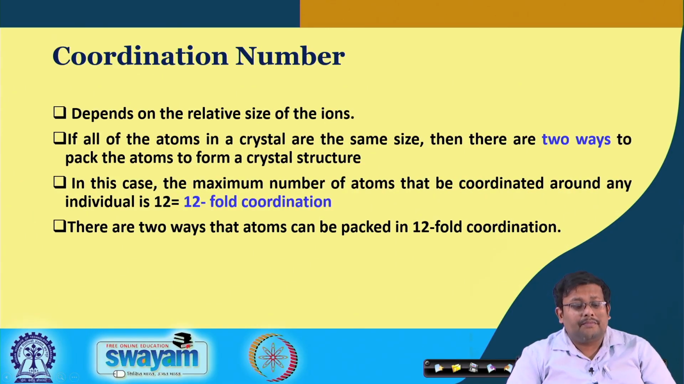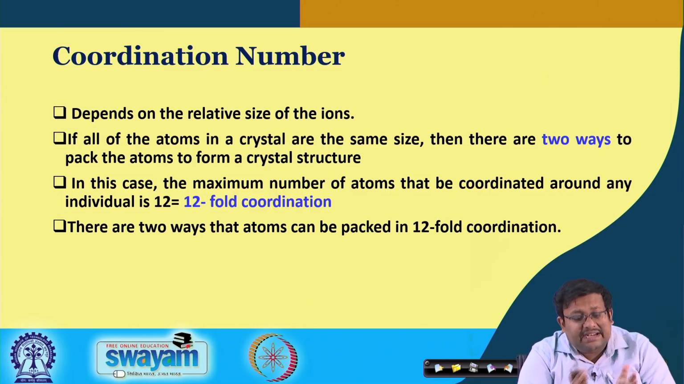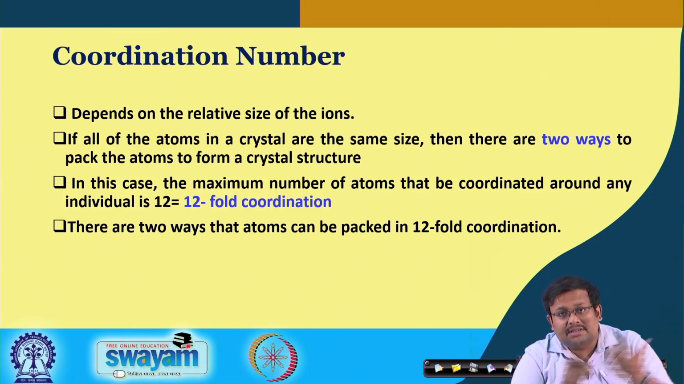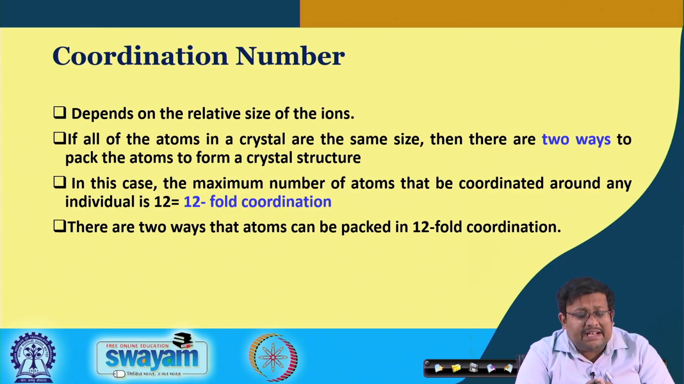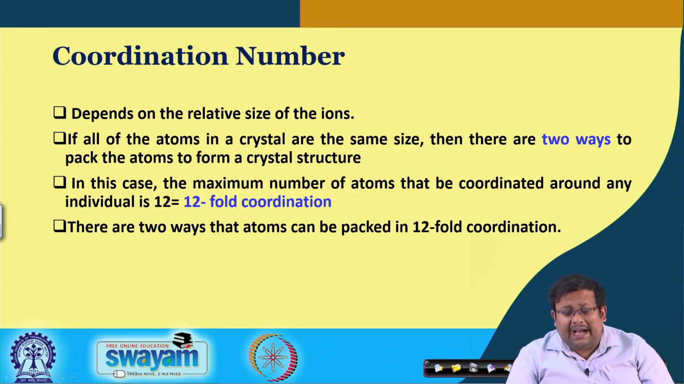So, again let us come back to coordination number. Coordination number basically depends on the relative size of the ions, because the radius ratio we have already talked about. So, if all atoms in a crystal are the same size, then there are two ways to pack the atoms to form a crystal structure.